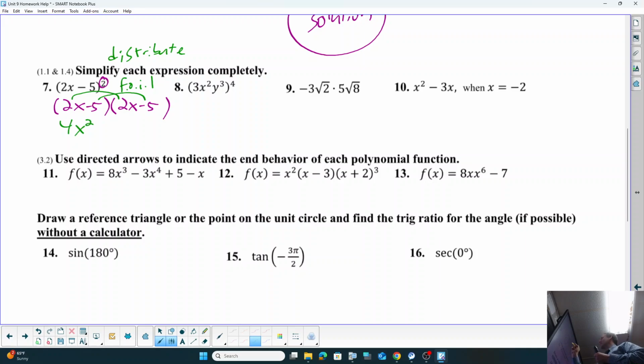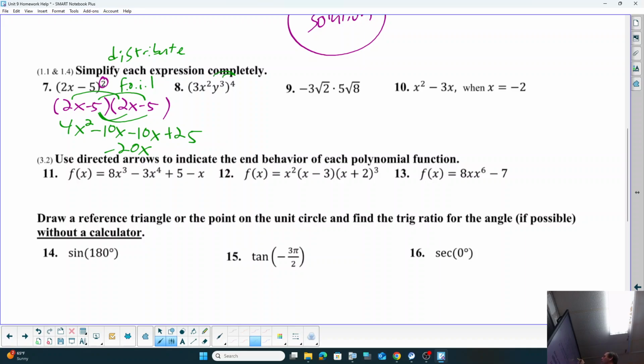4x squared. 2x times negative 5 is negative 10x. Negative 5 times 2x is negative 10x. Negative 5 times negative 5 is positive 25. Combine like terms. You get negative 20x.